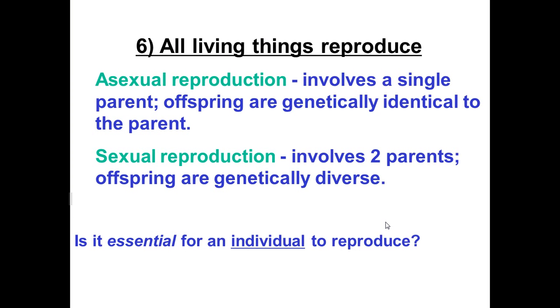The sixth and final characteristic of all living things is that they have the ability to reproduce, either asexually or sexually. Asexual reproduction is just basic fission. The genetic material inside one cell will copy itself, and then the cell will split into two. In sexual reproduction, you have two parents, and this allows for genetically diverse offspring, meaning the offspring from two parents aren't all exactly the same. But in asexual reproduction, the offspring are exactly the same as the parent.